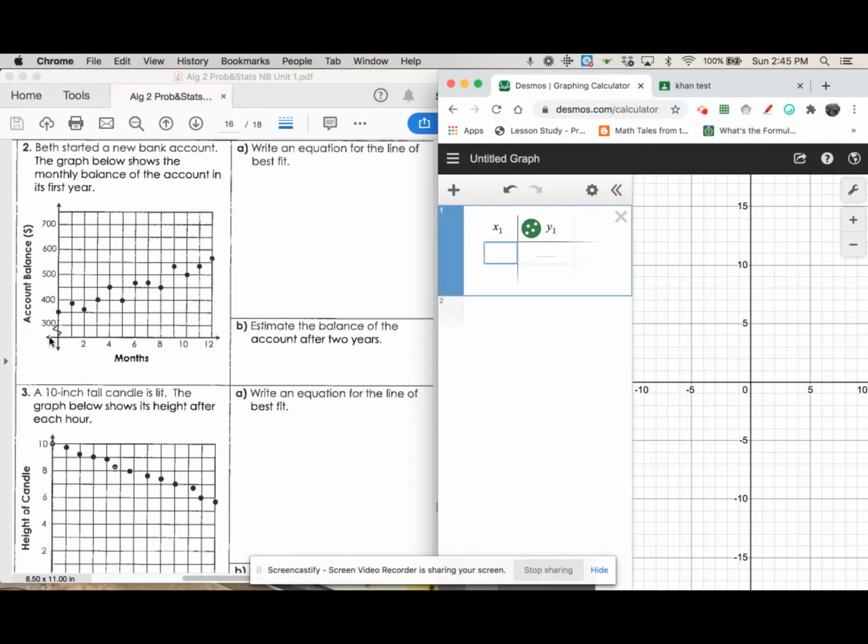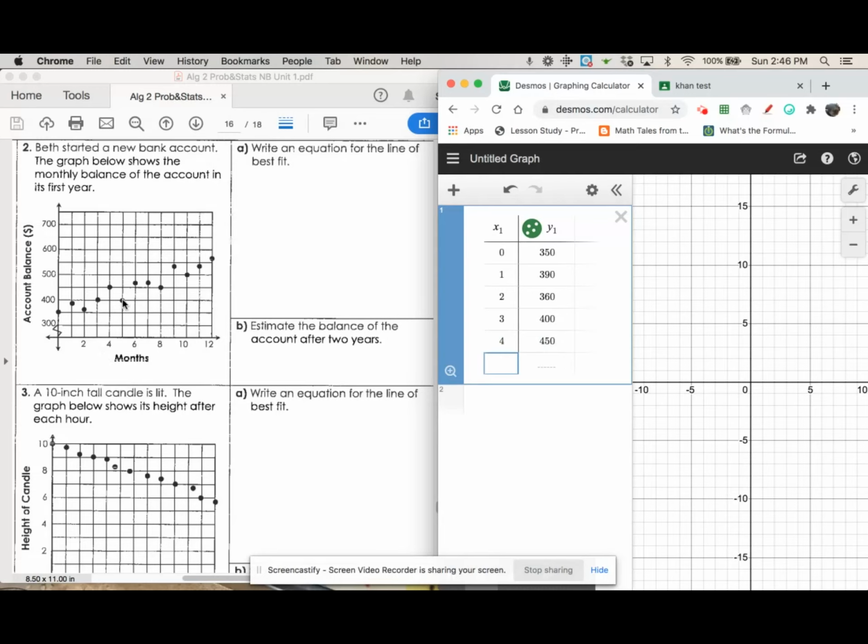For the first entry, the first point, it's 0, and it looks like 350. So 0, 350 is the first point. Then I have 1. I'm going to say 390 because it's a little bit below 400. Next point is 2, 360. The next point is 3, 400. Next point is 4, and this is right at 450.